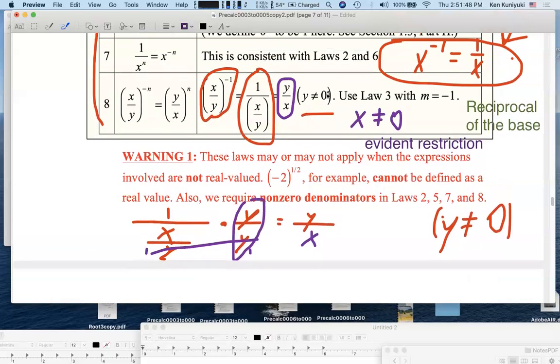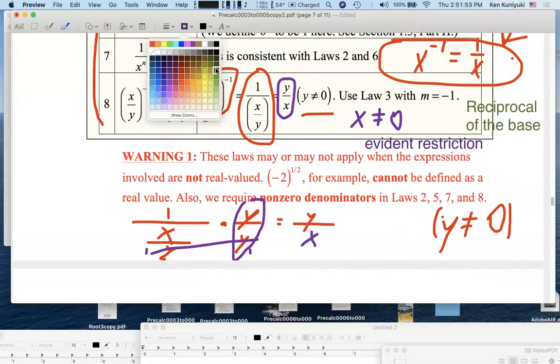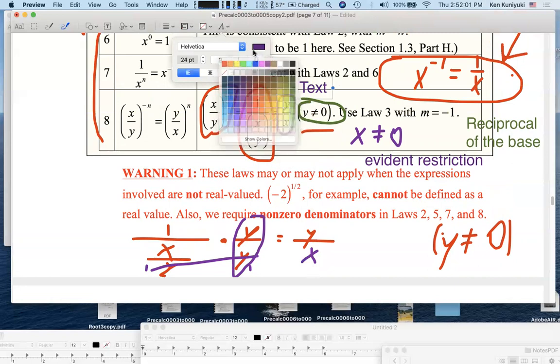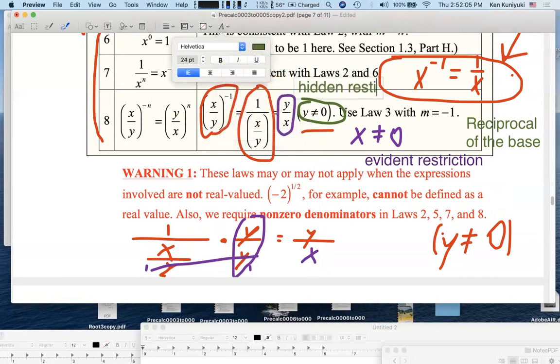Okay. So again, this whole deal with hidden restrictions, that'll come up when we're talking about domain. This over here, that's a hidden restriction. You should write down hidden restrictions. If you want to write down the evident ones, that's fine. You don't have to.